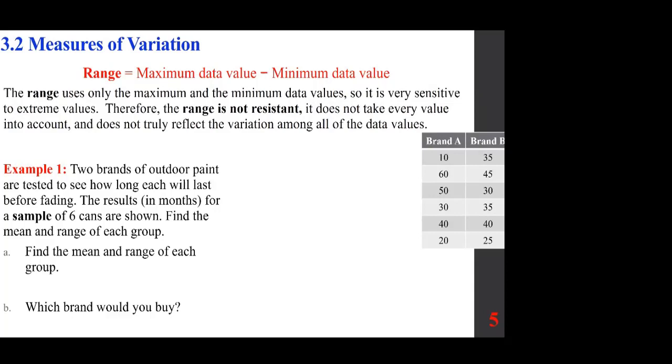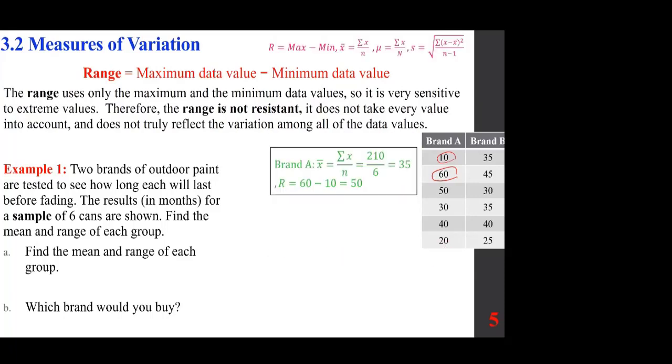As far as the range is concerned, for brand A, you really have to rank the values, but the largest number is 60 and the smallest number is 10. So 60 minus 10 is what we use to calculate the range, 50. And by the way, the units are the same. 35 months is the mean, 50 months is the range.